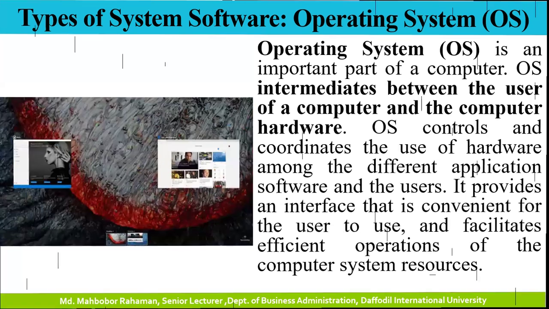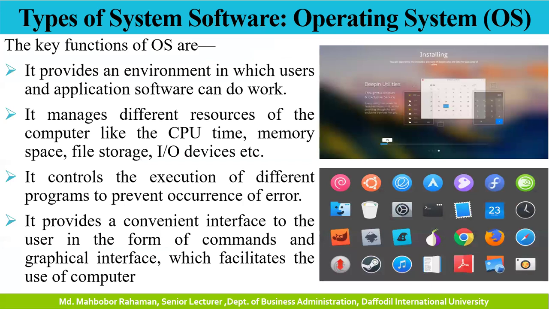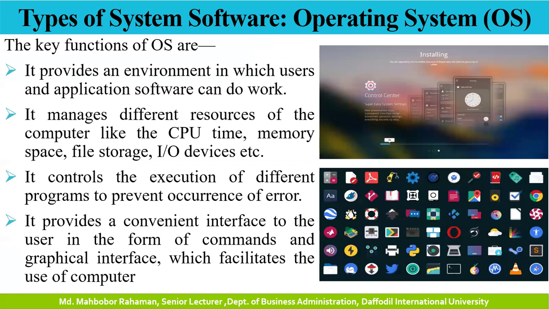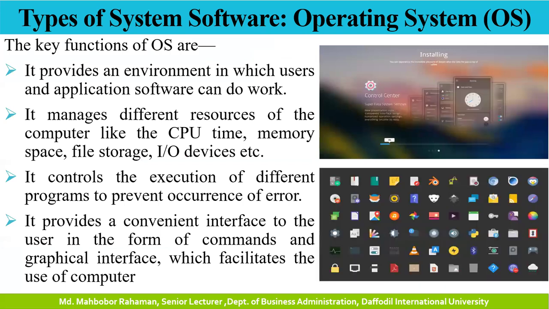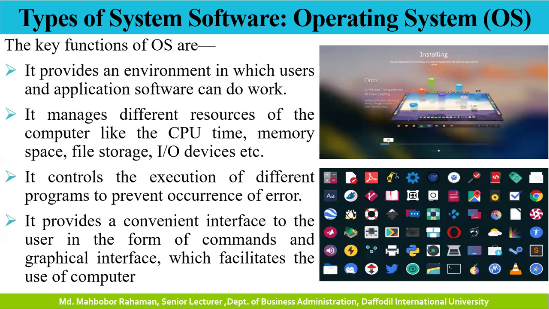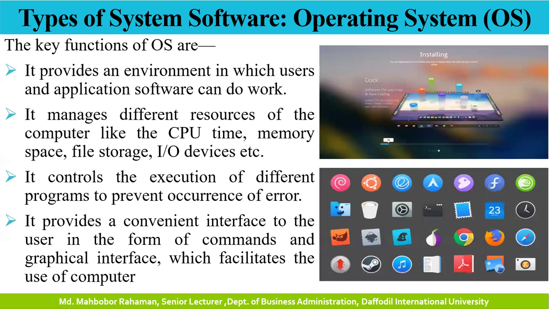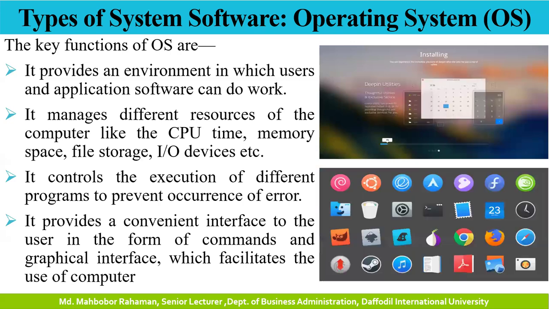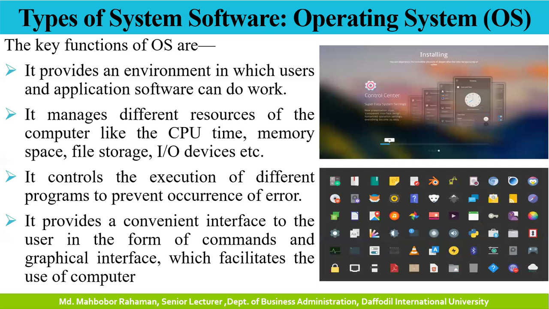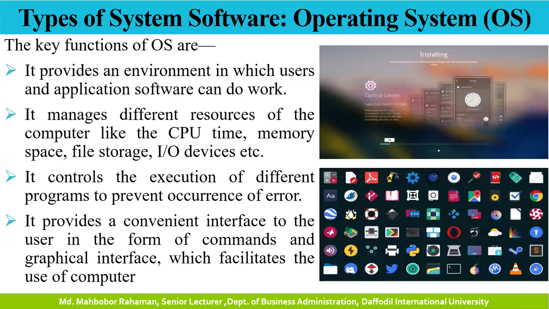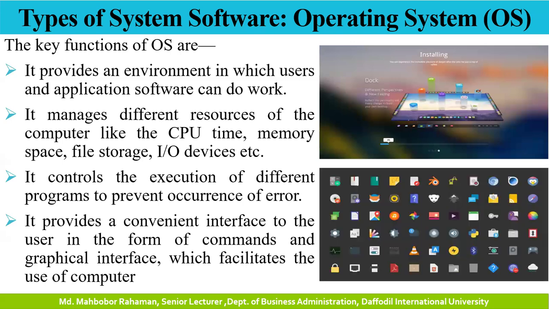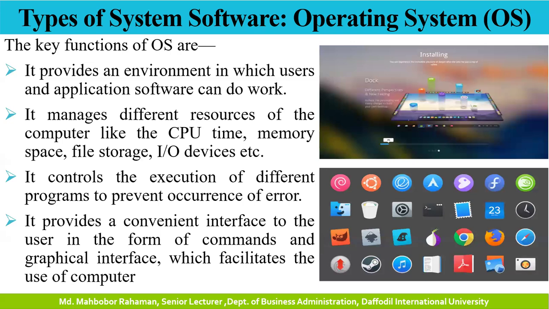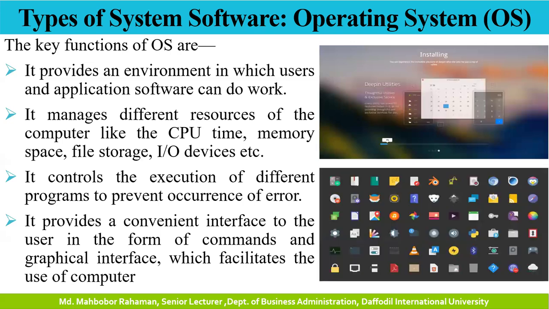computer system resources. So some key functions of the OS, or operating system, are: it provides an environment in which users and application software can do work. It manages different resources of the computer like CPU time, memory space, file storage, and IO devices. It controls the execution of different programs to prevent the occurrence of errors. It also provides a convenient interface to the user in the form of a command and graphical interface, which facilitates the use of the computer.